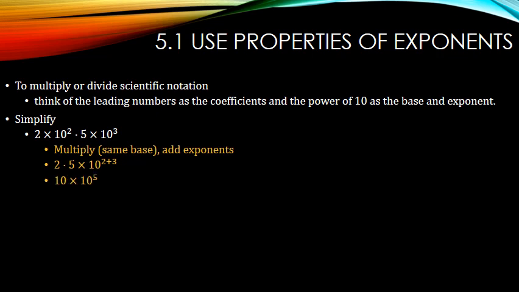2 times 5 is 10. 2 plus 3 is 5. So now I'm multiplying with the same base. This is 10 to the first, even though you don't see a 1, times 10 to the fifth, same base, add the exponents. That gives you 10 to the sixth. Since it's scientific notation, we write it as 1 times 10 to the sixth.